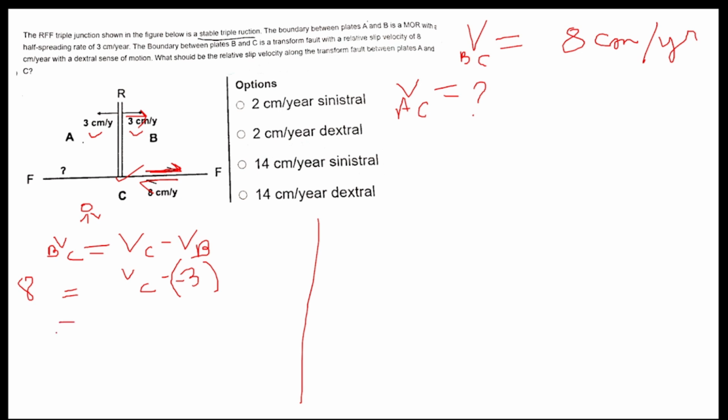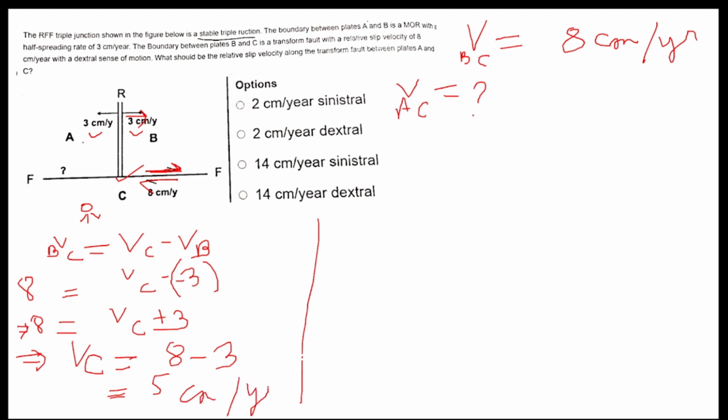This value is also given. VC plus 3 equals 8, so VC is equal to 8 minus 3, right? So 5 centimeter per year. We got the value of VC as 5 centimeter per year.